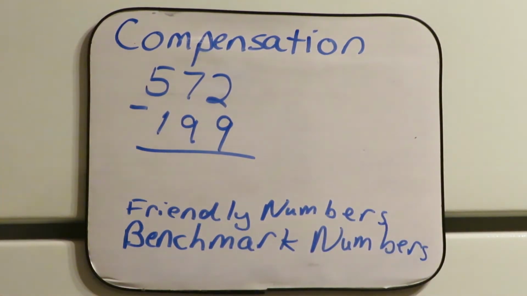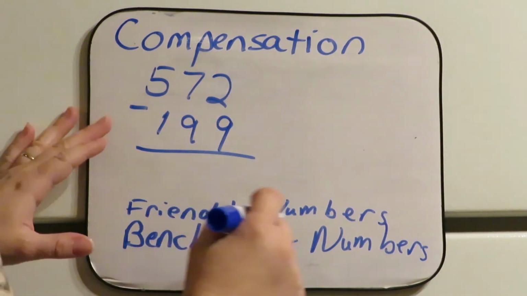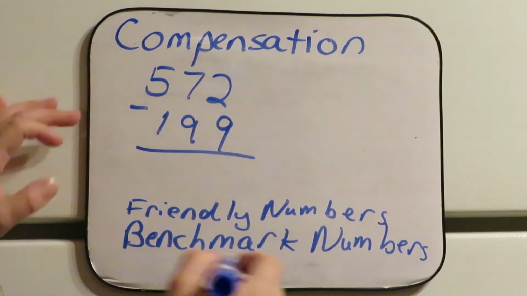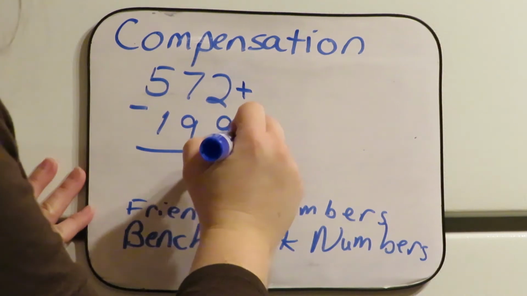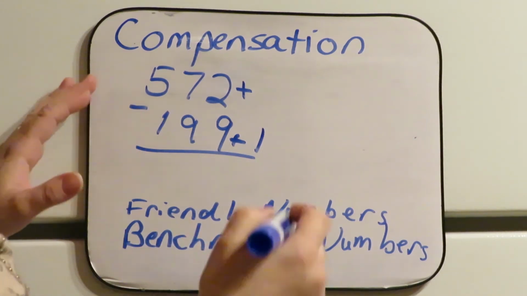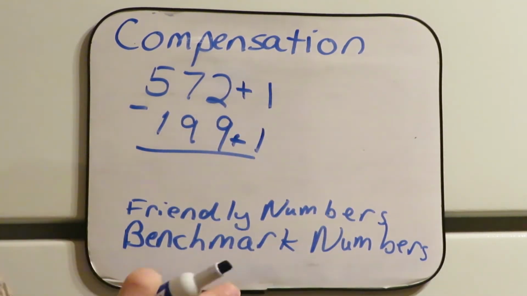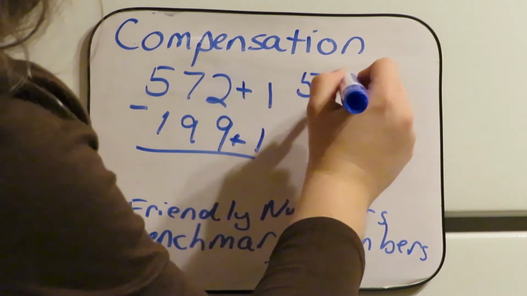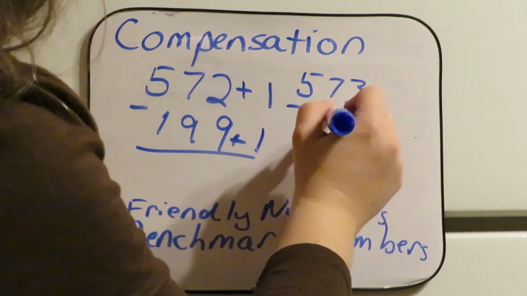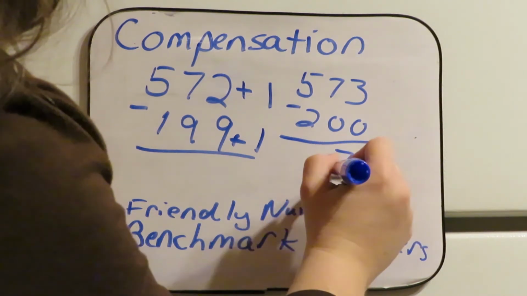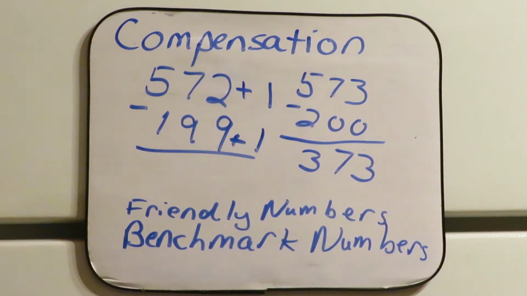To get this problem to where 199 is changed to a friendly or benchmark number, we have to add 1 to it. And also, then we have to add 1 to the top. So now we have 573 minus 200, which is 373. So very, very easy to do.